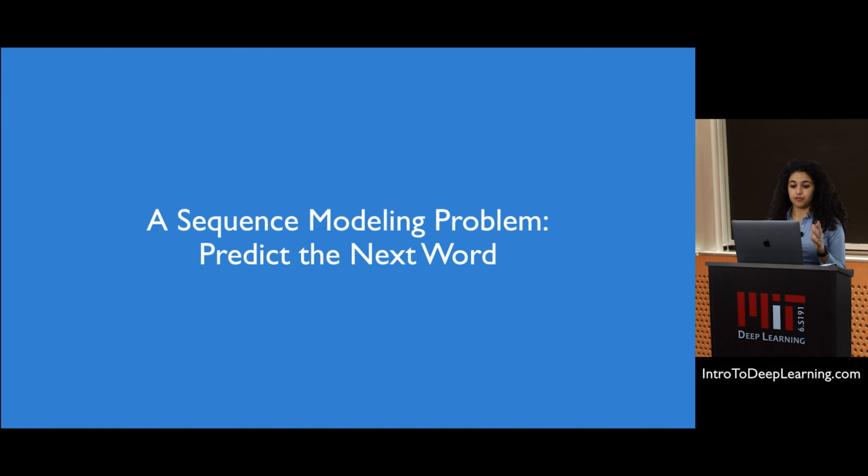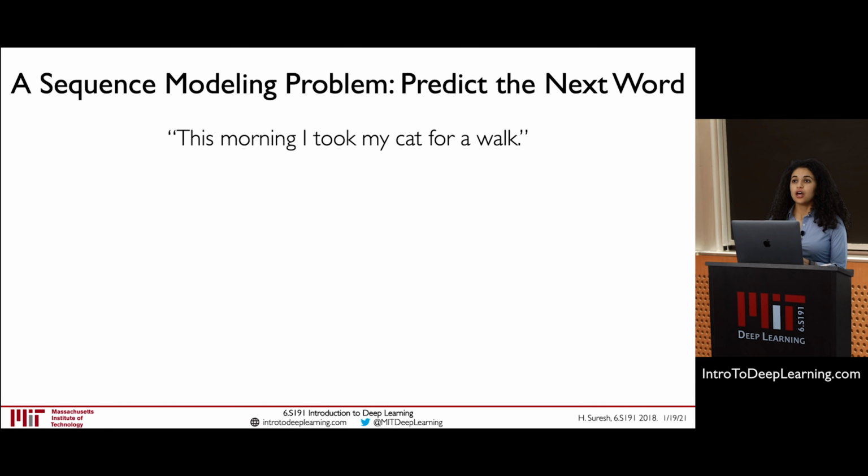All right, so to understand these criteria concretely, I'd like to consider a very concrete sequence modeling problem, which is the following. Given some series of words in a sentence, our task is to predict the most likely next word to occur in that sentence. Let's suppose we have this sentence as an example: this morning, I took my cat for a walk. Our task is, let's say, we're given these words, this morning I took my cat for a, and we want to predict the next word in the sentence, walk. Our goal is to build a recurrent neural network to do exactly this.